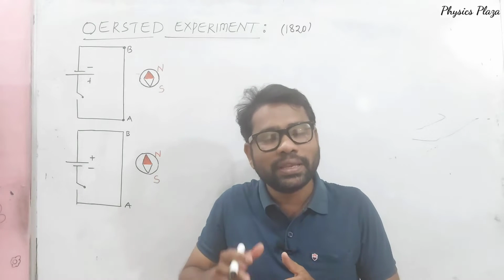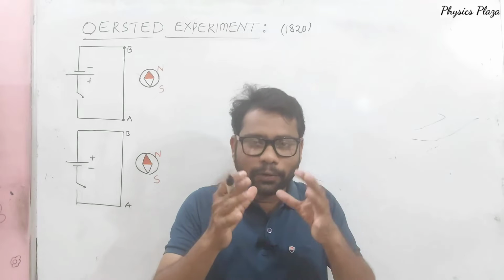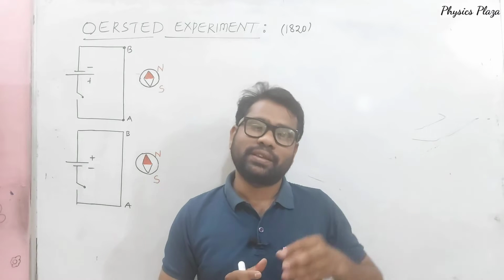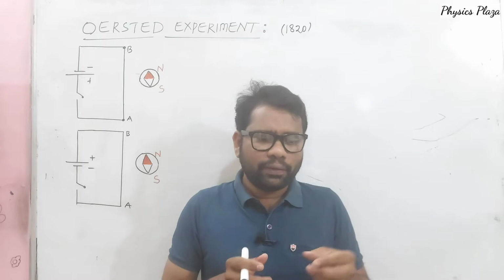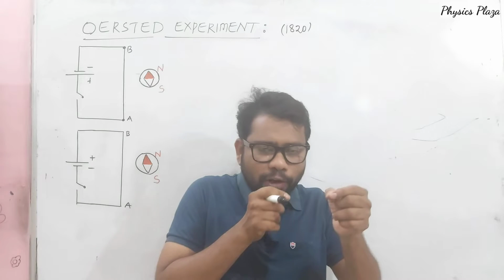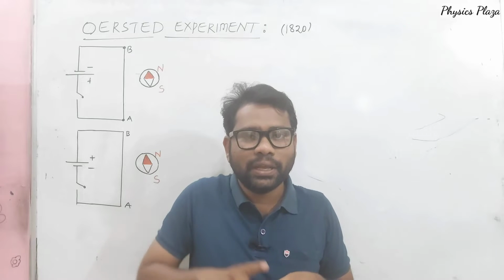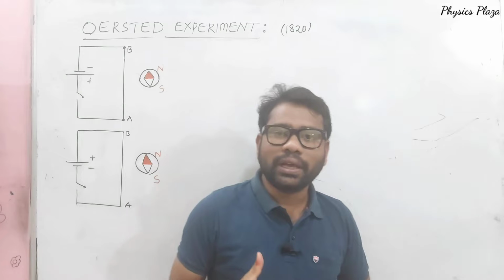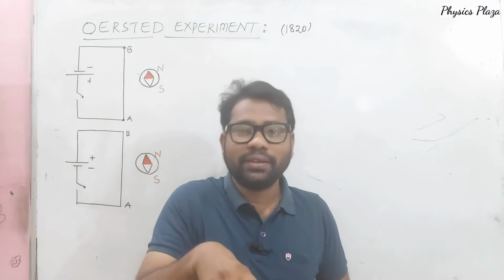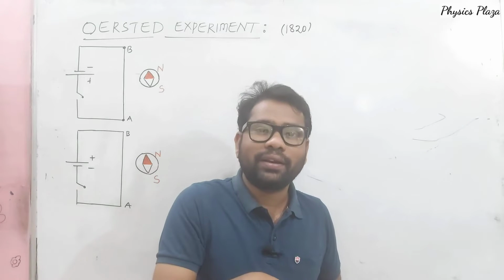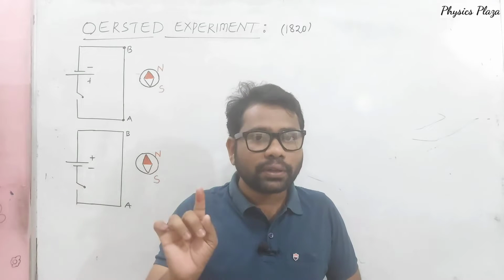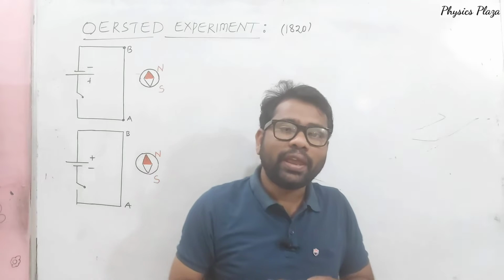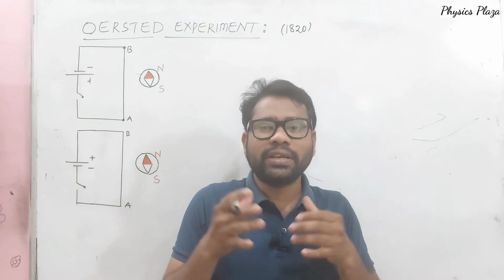Then after so many series of experiments, children, he came to the conclusion that as long as the current is passing in that electric circuit, only then the magnetic needle was getting deflected. Then he concluded that the current passing through the conductor, through the wire, was responsible for the magnetic deflections in the magnetic needle. That is fine. But in what way? It was the reason, children.